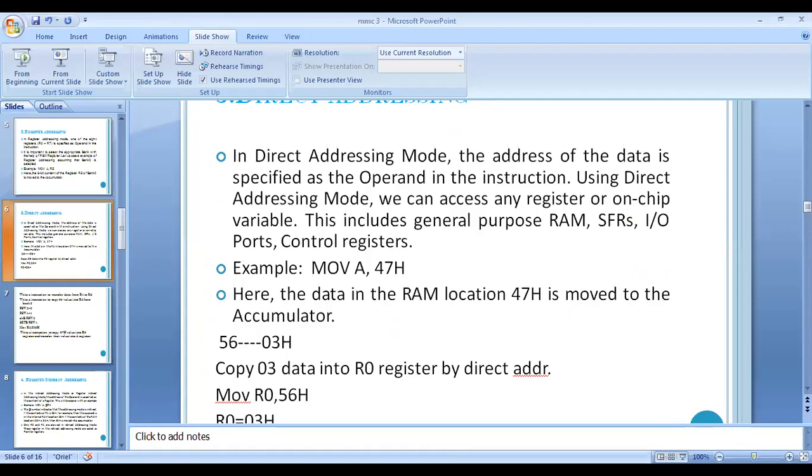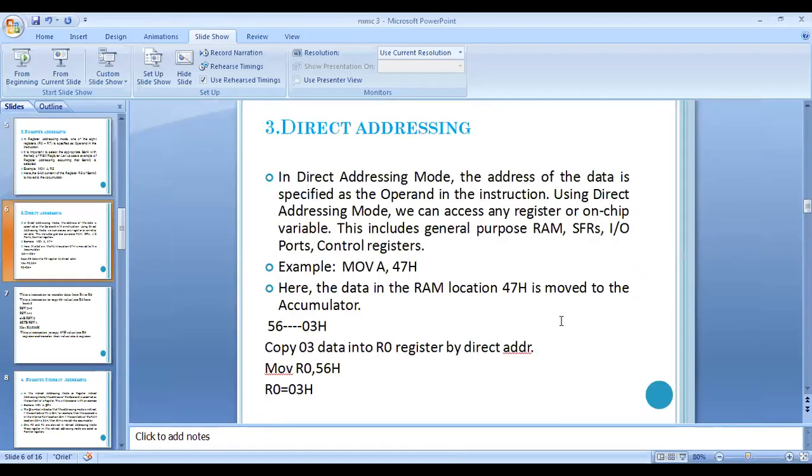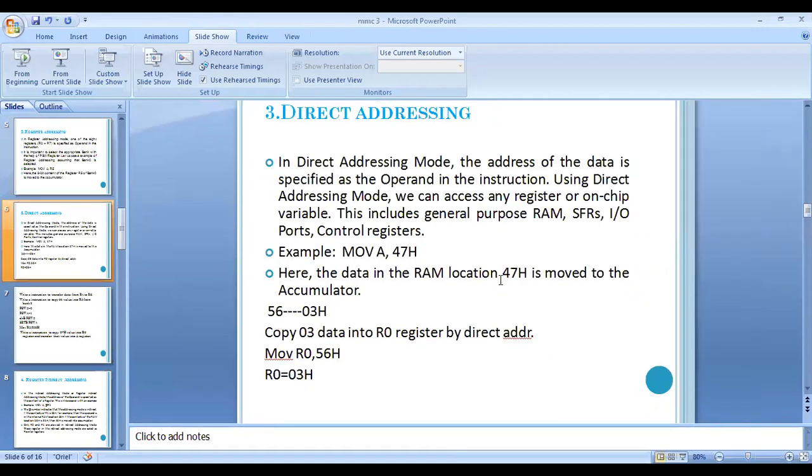Next, now it is the third addressing mode, that is the direct addressing mode. Now see here, in the direct addressing mode, we are mentioning the address where the data is stored. In direct addressing mode, the address of the data is specified as the operand in the instruction. म्हणजे instruction मध्ये आपल्याला काय मेन्शन करावं लागेल? ऍड्रेस. कुणाचा? जिथं आपण डेटा स्टोअर केलेला आहे तिथला.